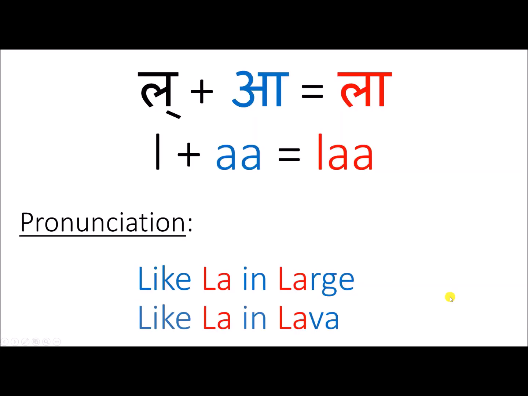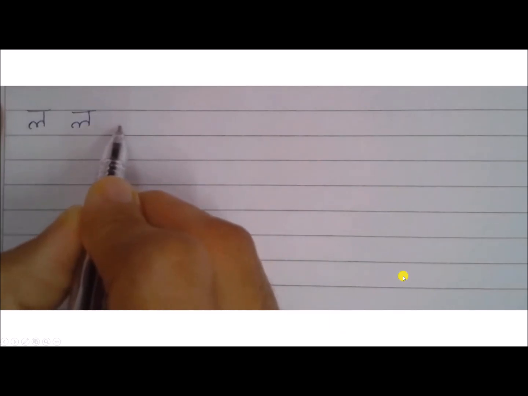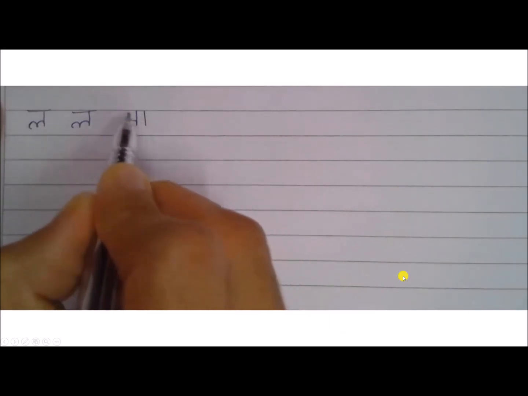Next is La. You get this sound La when you add L to A. L plus A equals La. La is pronounced like LA in large, and like LA in lava. And La is written like this.